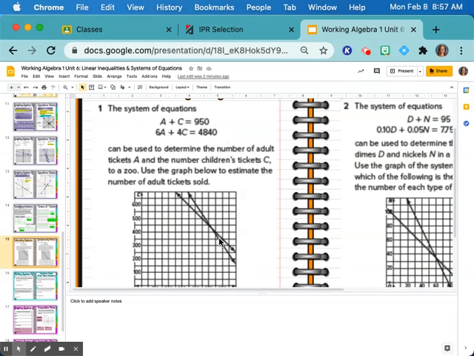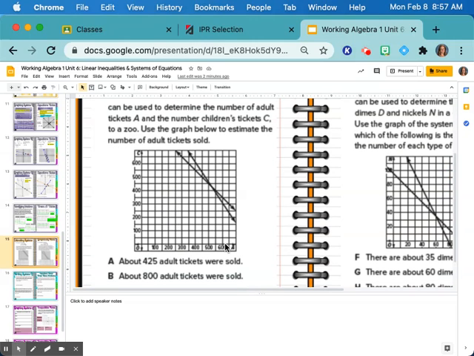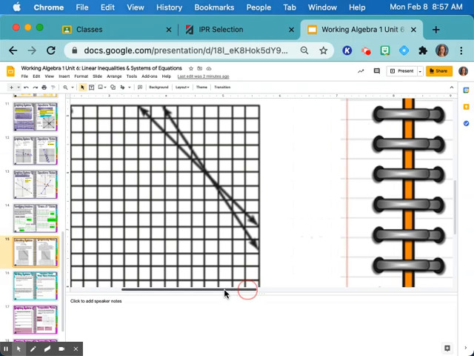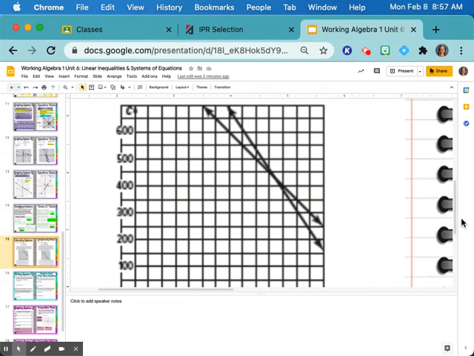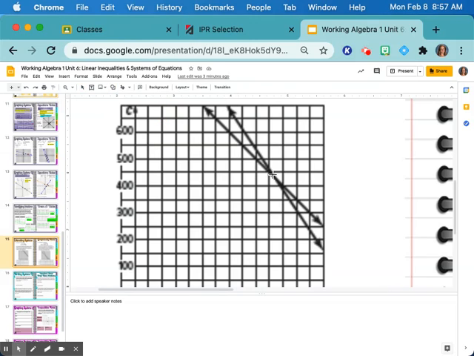So they've already graphed this for us. So it looks like they put A as the x-axis and C as the y-axis. So we need to find the point of intersection. So I'm going to zoom in so I can find the point of intersection. That would be my solution. So I'm going to do a circle. Looks like it's right around there. I'm going to make it red. So make your point on there.